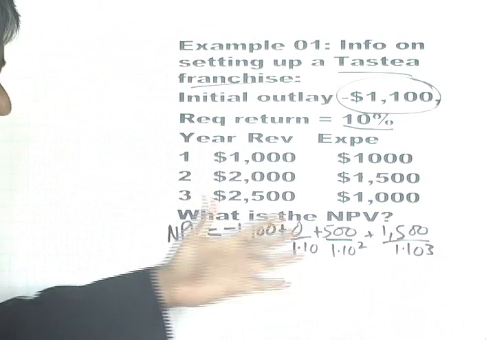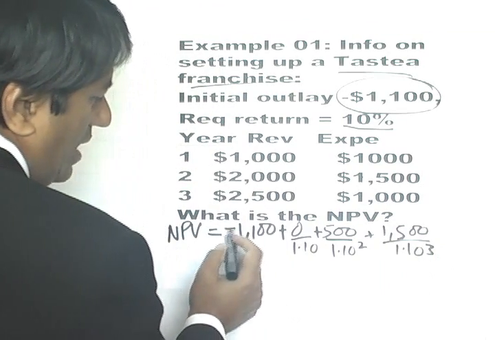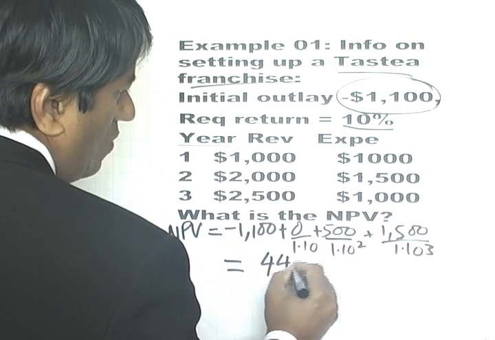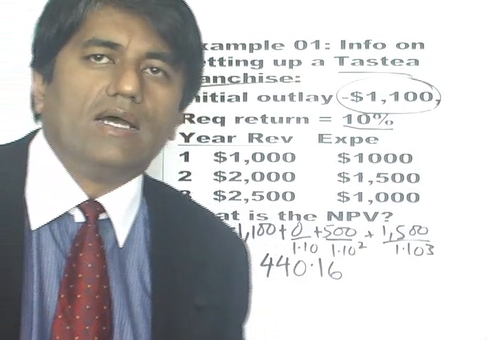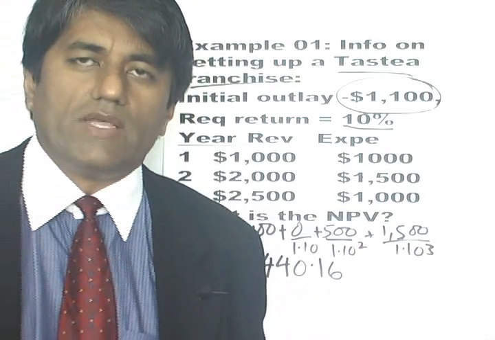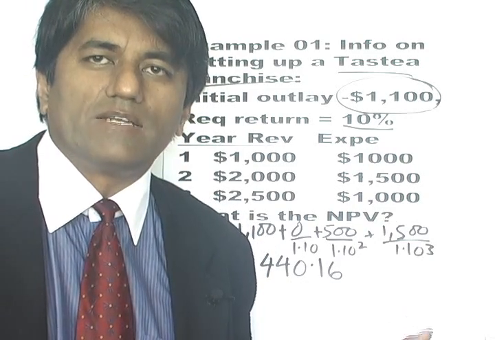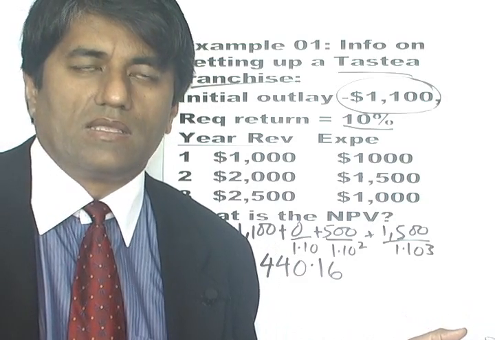And you add these up, and this has a negative sign in front of it, you get $440.16. So the project has a positive NPV, which means that it should be done. Not doing this project means that you're throwing away $440.16. Okay.